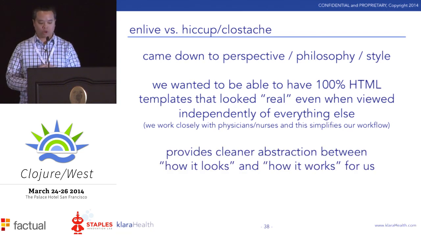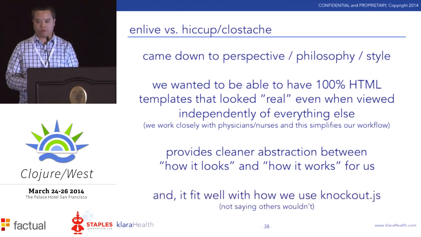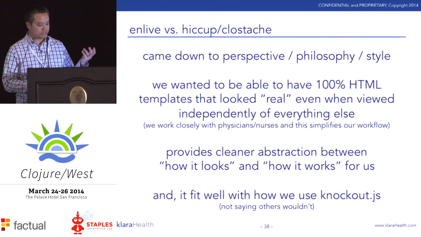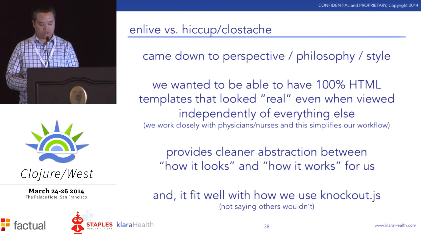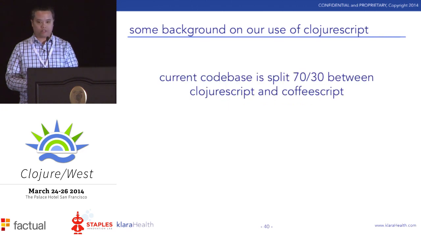Basically, it provided for our workflow a cleaner abstraction between the how it looks and how it works side of the coin. And it happened to fit well with how we were using Knockout from when we were doing a lot of this in a previous iteration of the product. And that's not to say that other things wouldn't integrate well. It's sort of an observation for us. And then in terms of the ClojureScript side, background, we're about a 70-30 split right now. We're starting to do new stuff in ClojureScript. And we have a lot of existing CoffeeScript that we're afraid to port over just yet.